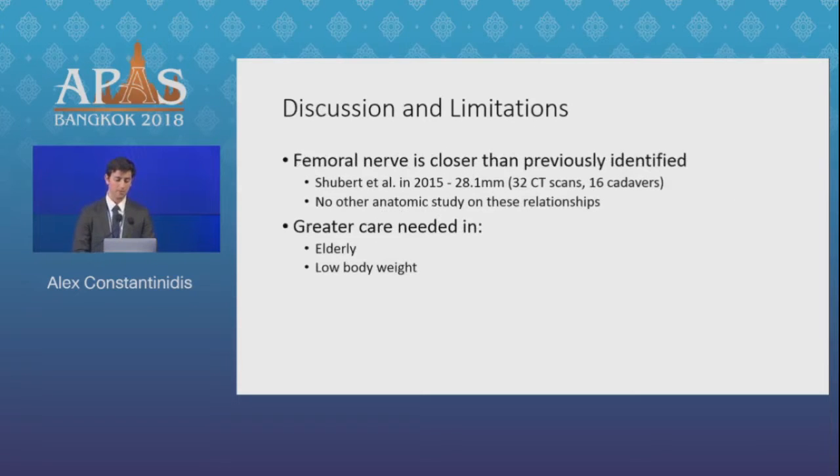So what this paper adds to the scientific literature is that we found that the femoral nerve is closer than previously identified. This is compared to Schubert et al.'s paper in 2015, which found 28.1 millimeters, and that included only 32 CT scans and 16 cadavers. We also found an at-risk population: the elderly or frail patients with low body weights.